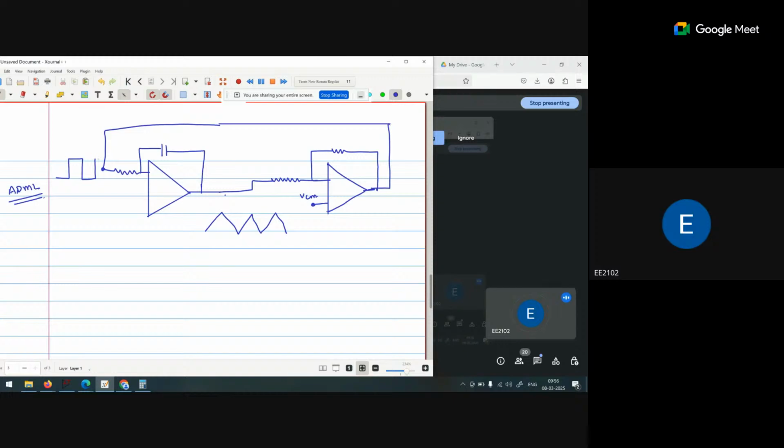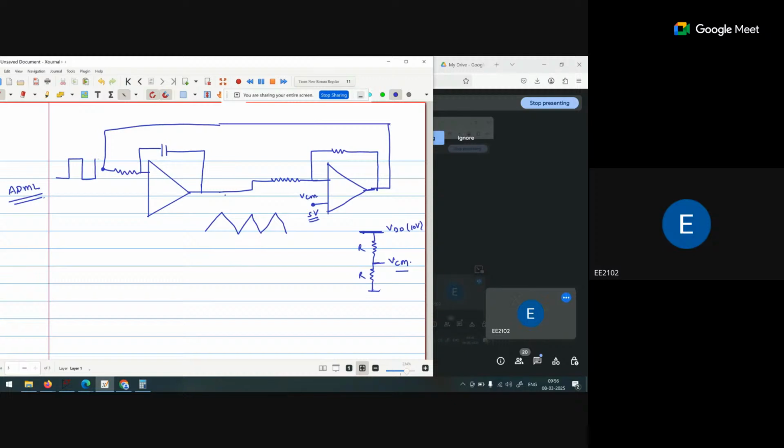Now what is the VCM? VCM is that it is a VDD voltage, with R and R grounded. At this point we get a VCM. If the VDD voltage is 10 volt, what is the VCM? 5 volt. Now VCM is 5 volt.